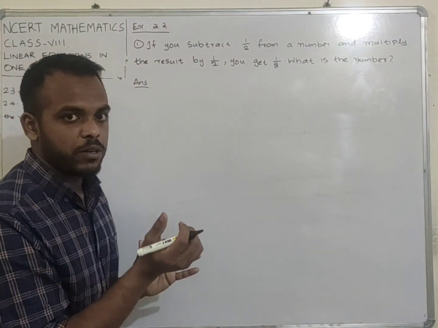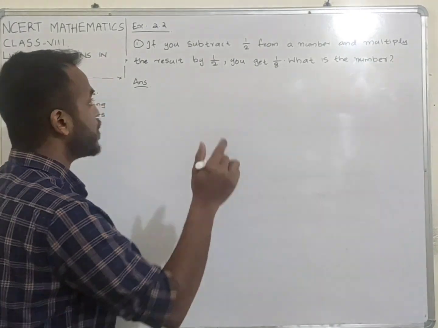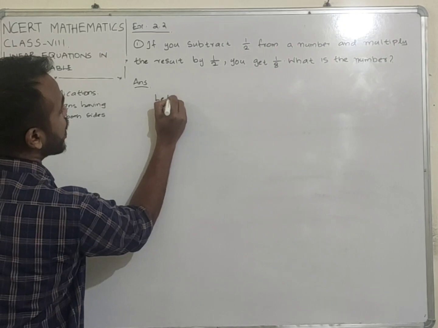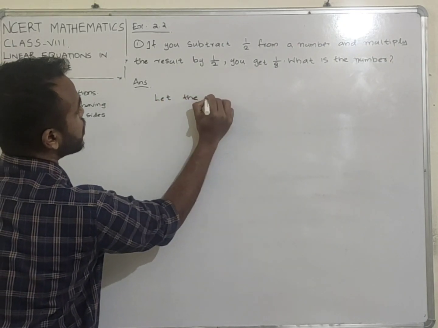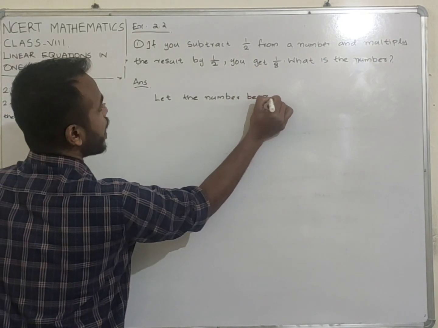We don't know what the number is. So what's the immediate thing that we are going to do? The first step is letting or assuming the unknown number to be x. Let the number be x.